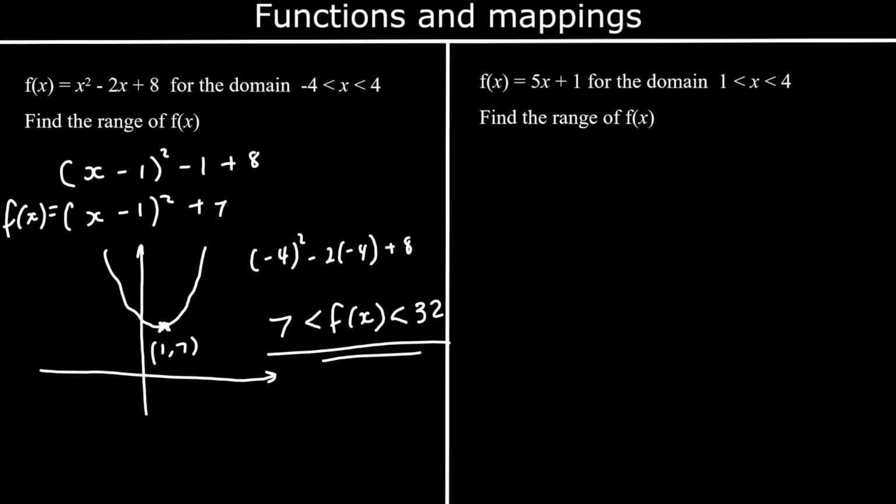So we've got a straight line graph here. So it's 5x plus 1 between 1 and 4. So when x is 1, we're going to get 6 out. So it's going to be 1, 6. When x is 4, we're going to get 21. So 4, 21. There's our function. So what's the range? It's between 6 and 21.